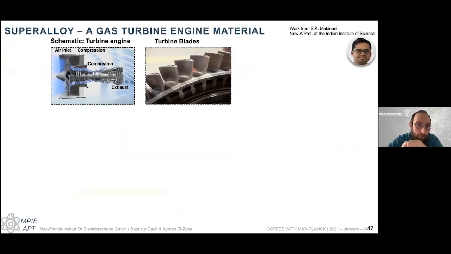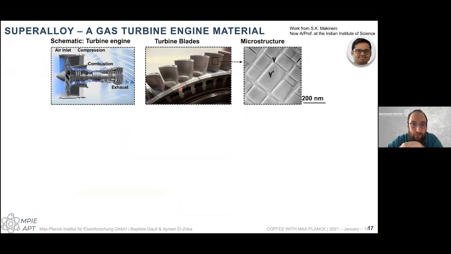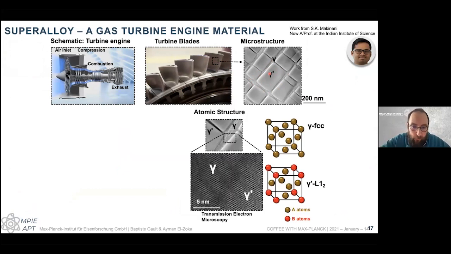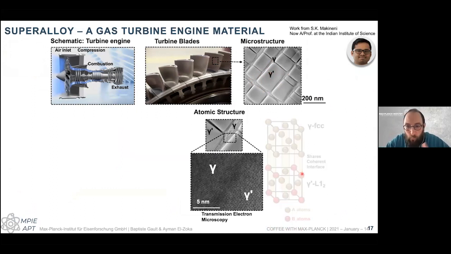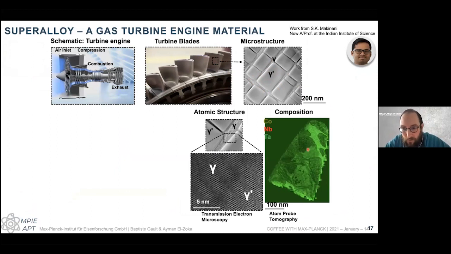So if I look at a turbine blade, for example, we can go down to looking at the tens of nanometer scale, and these are strengthened by gamma prime precipitates inside of a gamma matrix. The matrix here is disordered. The precipitates are ordered, so atoms of specific species are sitting on specific sites inside of the crystalline lattice. And then in the atom probe, we can look at what atom is sitting where inside of the structure, in the particles or in the matrix.